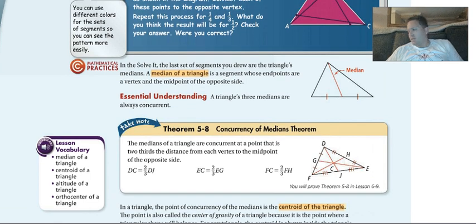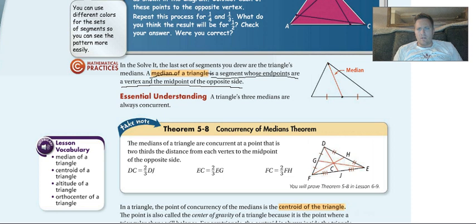So first thing that you're going to do is write down the median of a triangle. So you're going to write down this sentence right here. A median of a triangle is a segment whose endpoints are a vertex and the midpoint of the opposite side. So what that means is we have the midpoint of one side, so that splits the side into half, and to go from this midpoint to the opposite vertex right there, that would be called a median of a triangle.